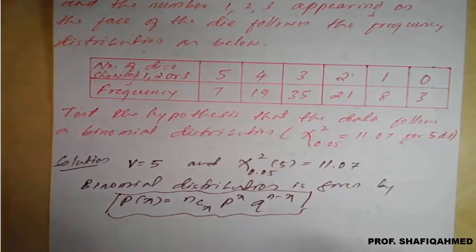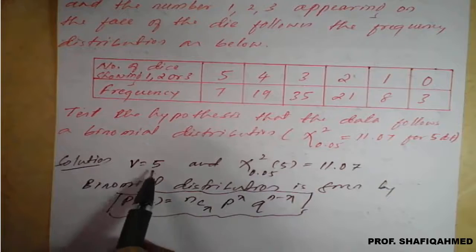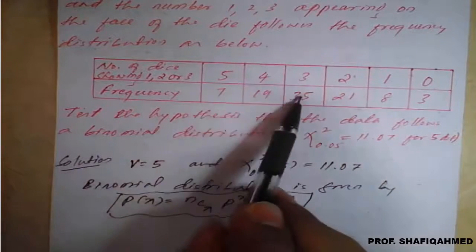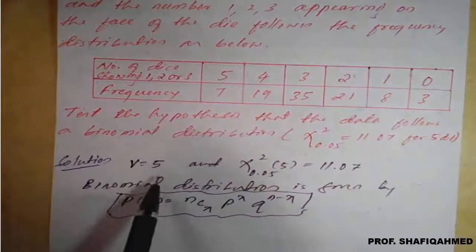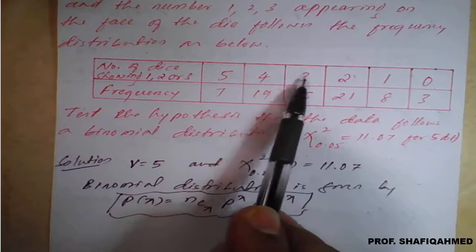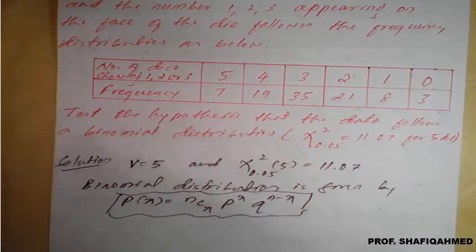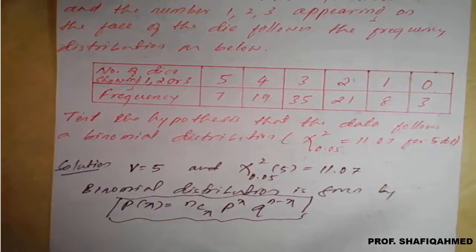Now here we need it. Here the n value is again the degree of freedom, 5 only, we'll consider. So don't count this 1, 2, 3, 4, 5, 6. We'll count the degree of freedom as n. Then the x values are these only: 5, 4, 3, 2, 1, 0. The p value we need to calculate. So here p means, this experiment is for what here?